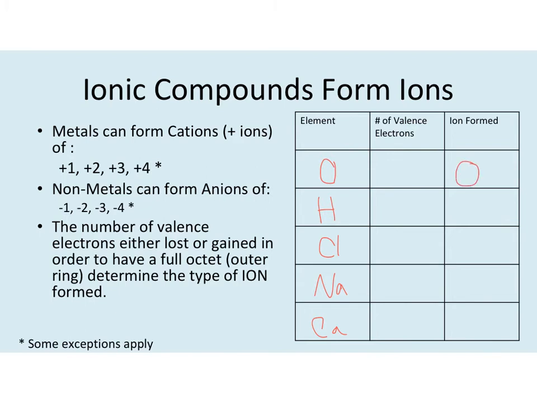my ion form is going to be oxygen 2-, H 1+, chlorine 1-. Okay, so you can put the minus before or after. It doesn't really matter. Na+1, and then calcium was 2+.